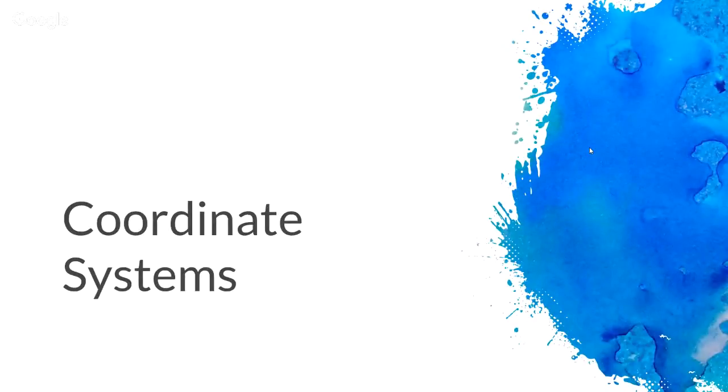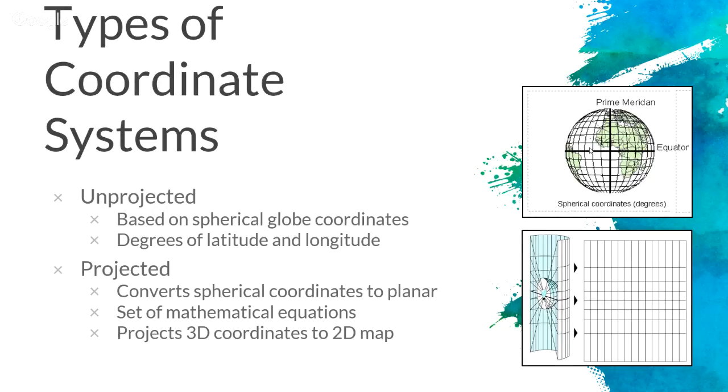So I'll talk about coordinate systems, which is a little more advanced. This is actually like chapter 3 if you take a GIS class in university. The big thing with coordinate systems is that there are two types. There's unprojected, which are our geographic coordinate systems. This is when we talk about the Earth as a 3D object, as in a globe. We use degrees of latitude and longitude to describe our location.